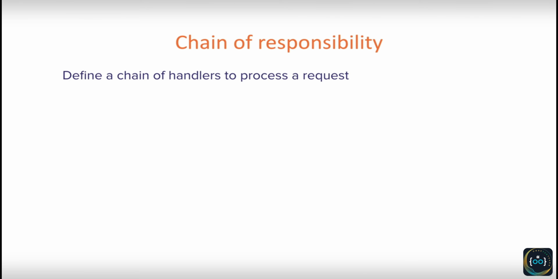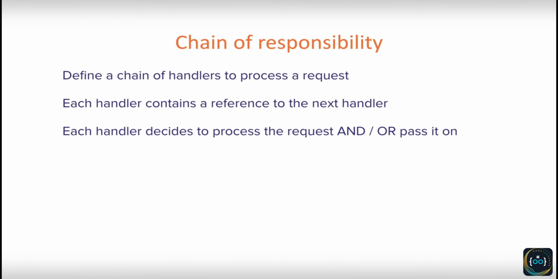So to sum up, we define a chain of handlers to process a request. Each handler contains a reference to the next handler, so we can pass that request to the next one, and that is how we actually create the chain. Each handler moves the request down to the next handler. The handler decides whether or not to process the request. It has the option to skip it entirely, it has the option to consume the request and return a result, or it has the option to do some processing and pass it on to the next handler in the chain.